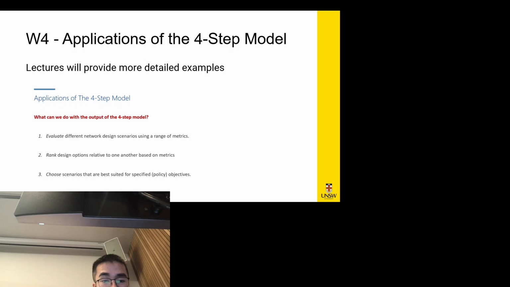When we apply the 4-step model in transport planning, these are the different types of output. You can evaluate different network design scenarios using a range of metrics. You need to link that to the effect on the community as well. So you have these quantitative impacts, the numbers on the nodes and links and all that. What is the impact on the community in general? Rank design options: which one's better, which one's not. And 3, choose scenarios that are best for the community.